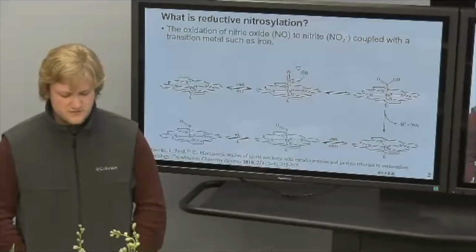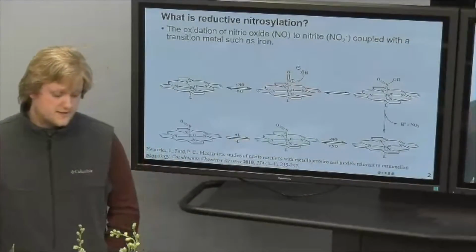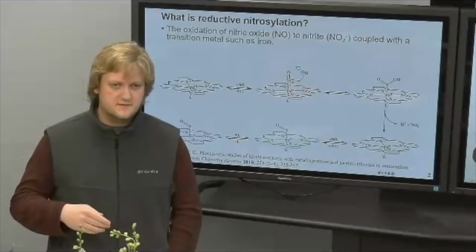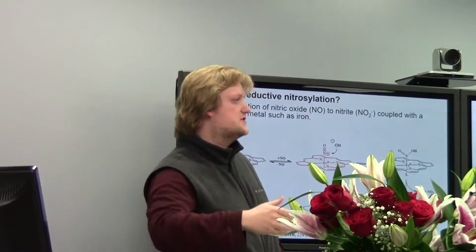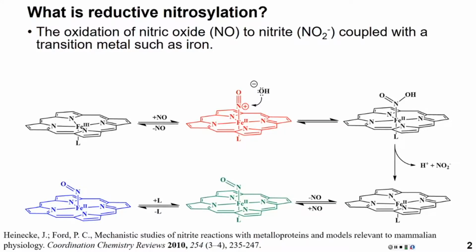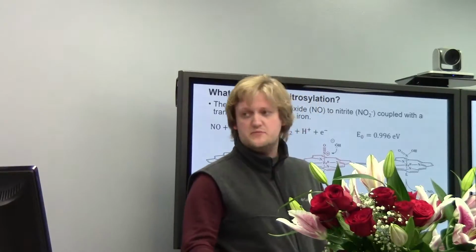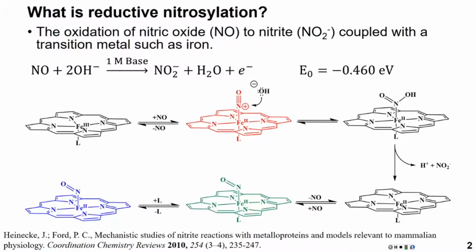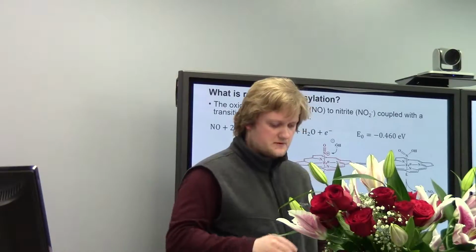So what is reductive nitrosylation? Well, it is a reaction where nitric oxide gets oxidized to nitrous acid, which then ends up reducing some metals such as iron. This process can be thermodynamically modulated, depending on pH and other factors that may impact the electrostatics of, let's say, the transition metal.